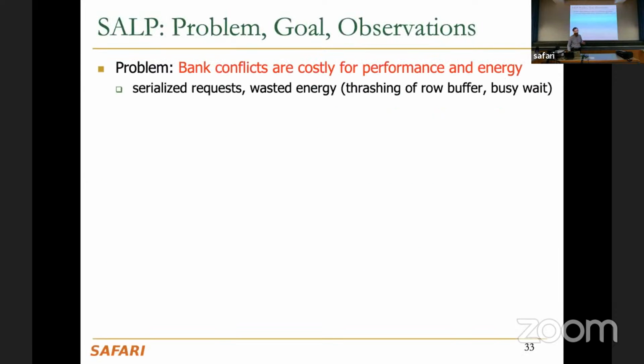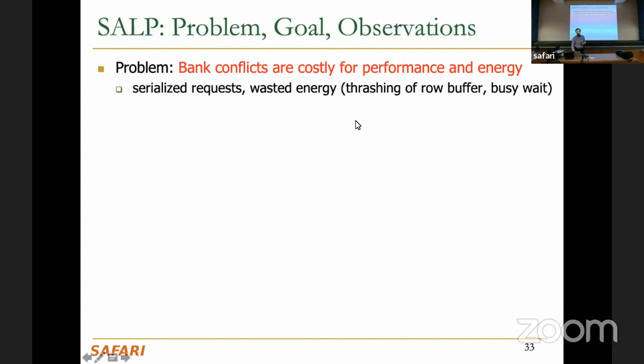Essentially, the goal in this work was to reduce latency, specifically the latency of a bank conflict. We're not going to reduce the fundamental latency, but the latency that happens when you get a bank conflict. A bank conflict is when one request goes to one bank, another request goes to the same bank, and the second request gets serialized. It has to wait, whether it's going to the same row or a different row.